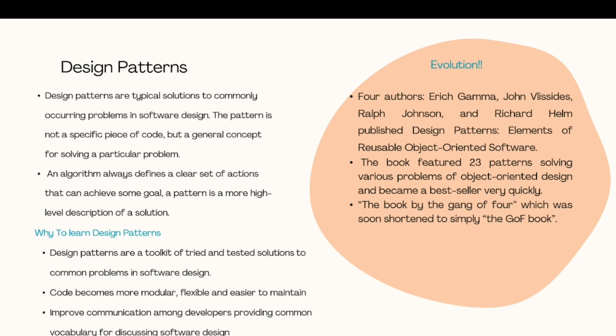And algorithm, what does algorithm mean? An algorithm is a set of instructions to achieve some goal. But a design pattern is actually a high level description of how to solve a problem.